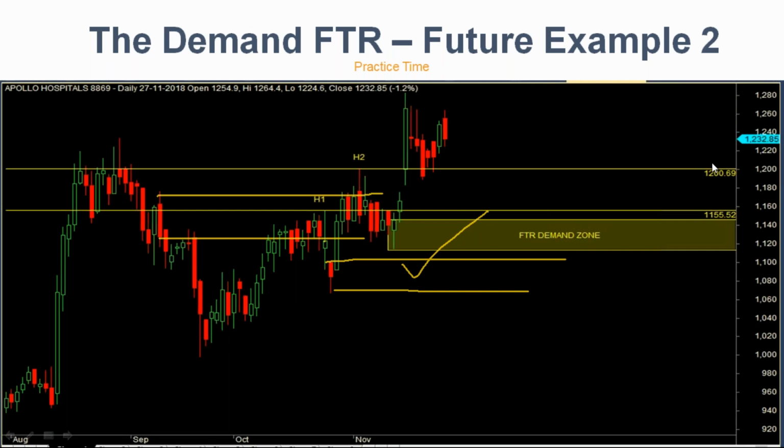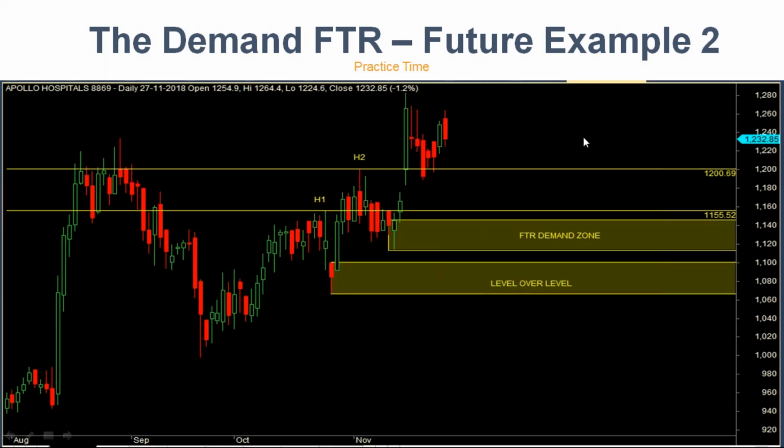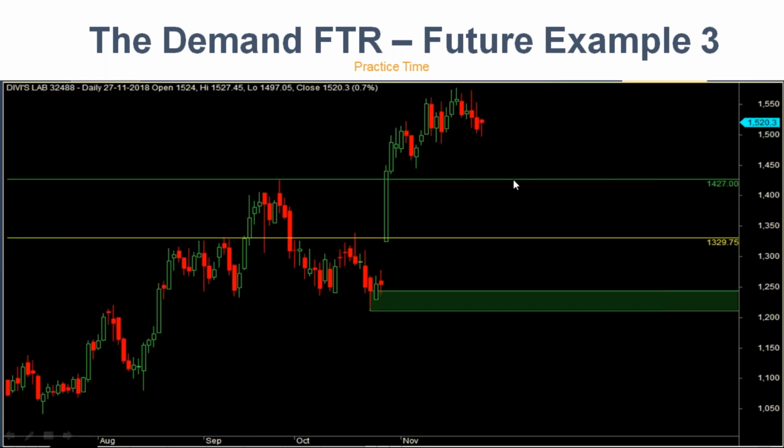Cool. People are already identifying a lot of FTRs. That is really amazing. That's pretty impressive. It is a level over level, and that is also an FTR. Okay. Who's this guy? Divi's Lab. This is my next pick, friends. This is a trade which I want to trade in future.